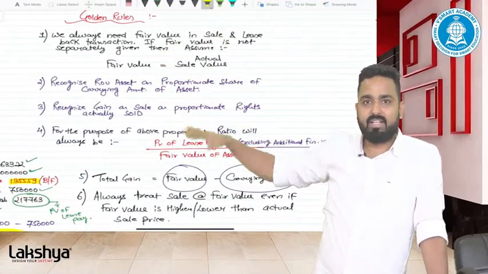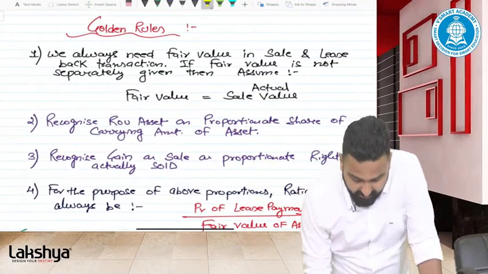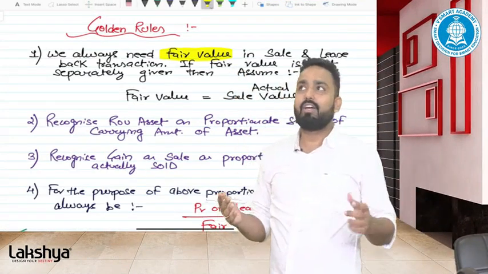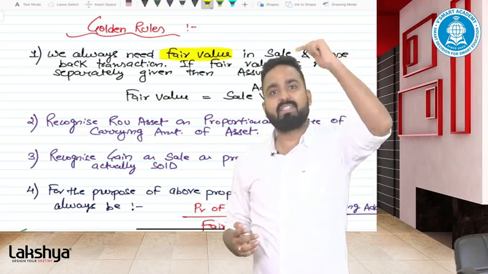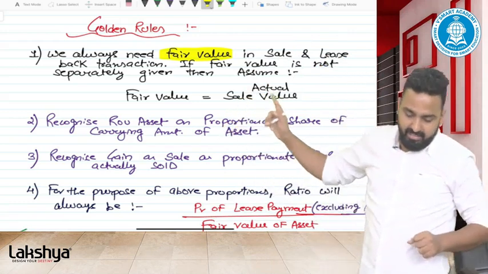Okay, now let's understand the golden rules. We always need fair value. Why do we need fair value? Because without fair value, we cannot make a ratio. For the ratio, we need present value of lease payment divided by fair value. We always need fair value in a sale and leaseback transaction.